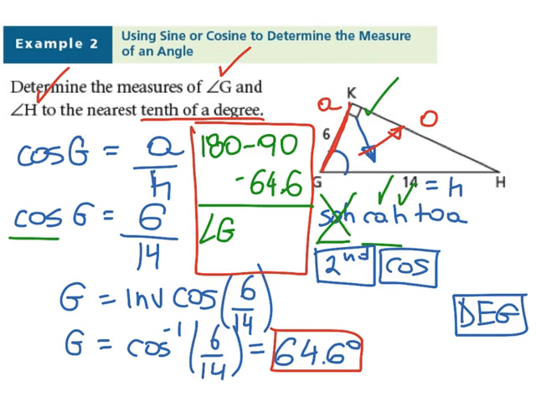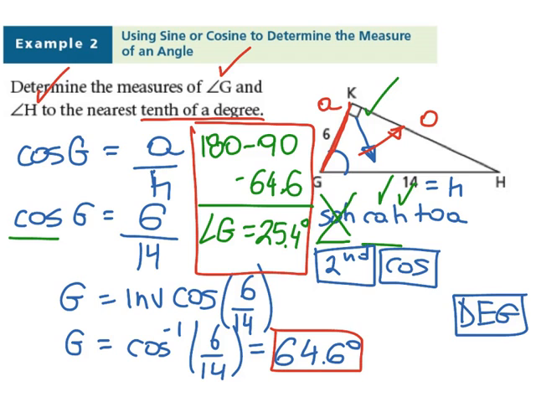And this angle H turns out to be 25.4 degrees. If you put it back into the equation, add 90 and 64.6 to it, they'll have to add up to 180. That's one of the definitions of a triangle. Let's take a look at the last example.